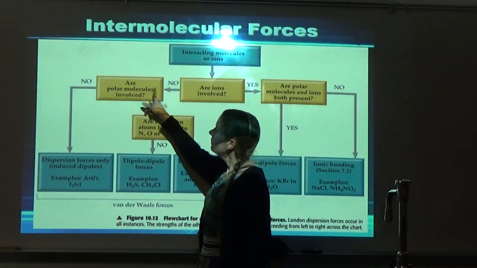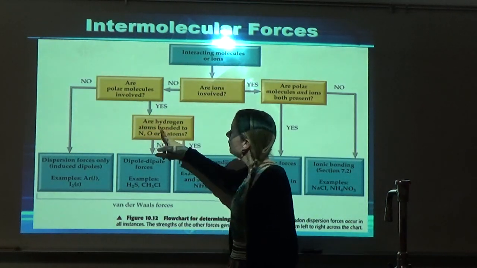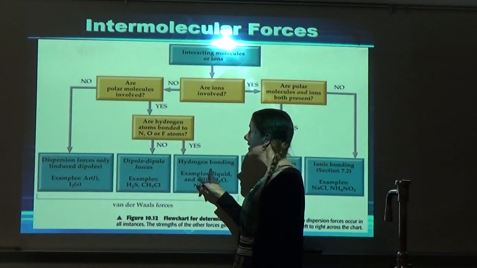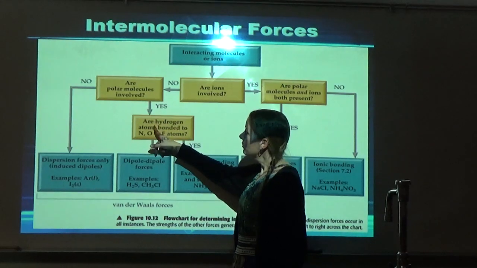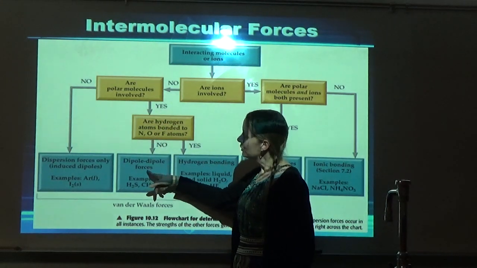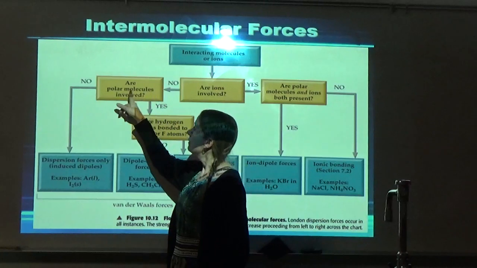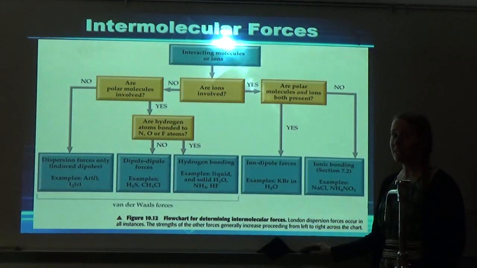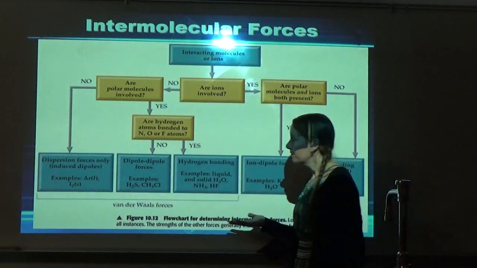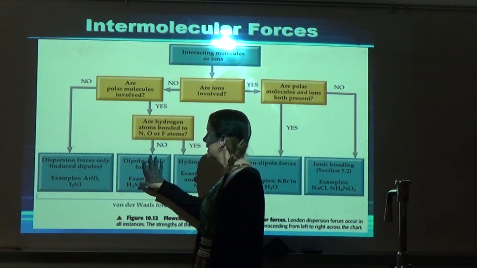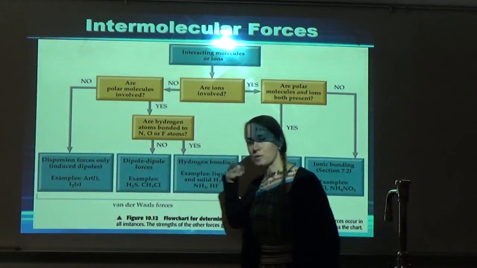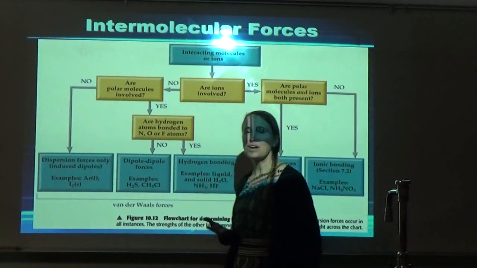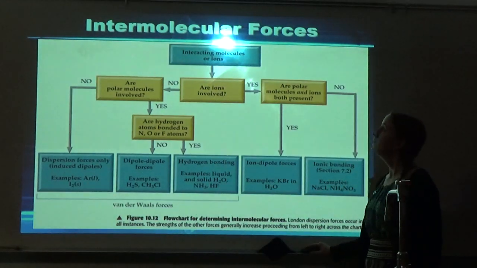If ions are not involved, but polar molecules are, then you have to ask yourself, is it hydrogen bonding? Could it be H with N, O, or F? If yes, it's hydrogen bonding. If polar molecules are involved but you don't have a hydrogen bonding situation, it's dipole-dipole. And if you only have nonpolar, the only one it can be is London dispersion. But keep in mind they're additive. If a molecule has dipole-dipole, it still also has London dispersion. If it has hydrogen bonding, that's a super strong version of dipole-dipole, but it still has London dispersion forces.